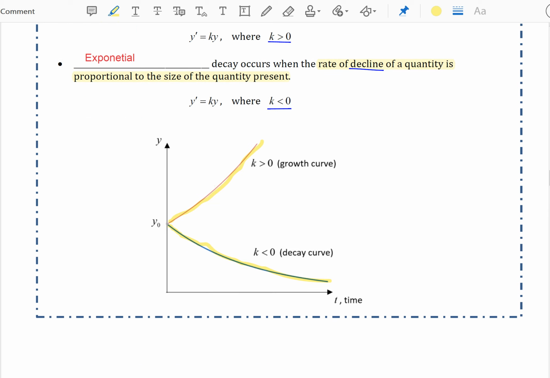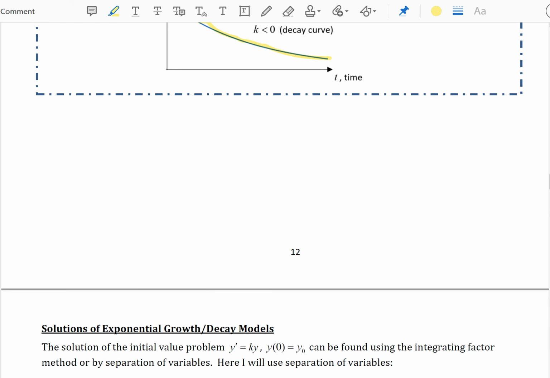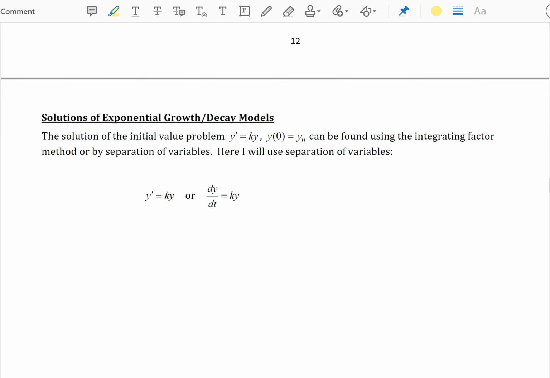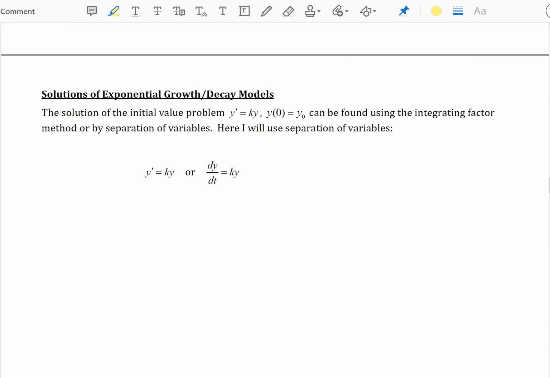Let's look at some examples or solutions of the exponential decay or growth model. What I would like to do is develop the solution to this decay or growth model now, so that we do not have to solve this problem repetitively. Your general solution will not change from one problem to the next.